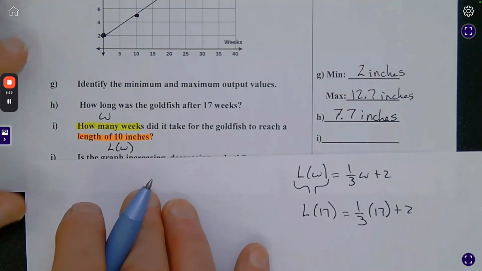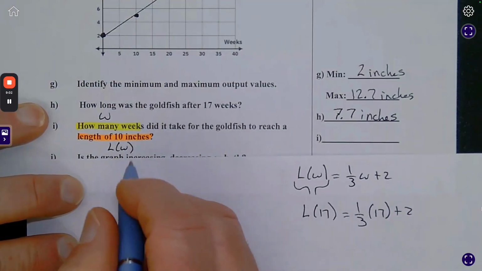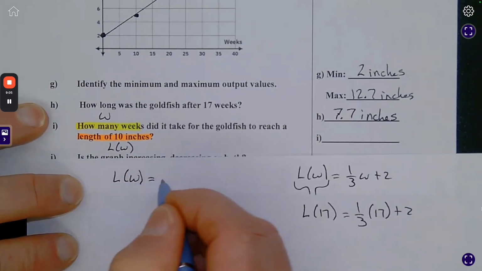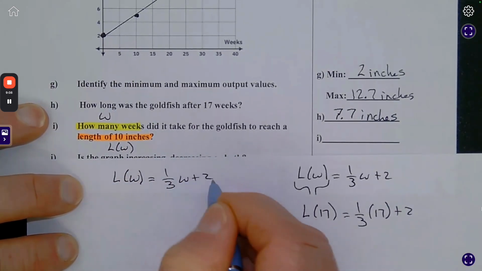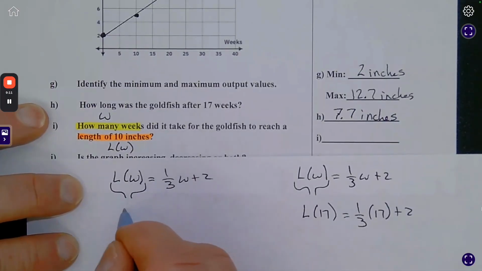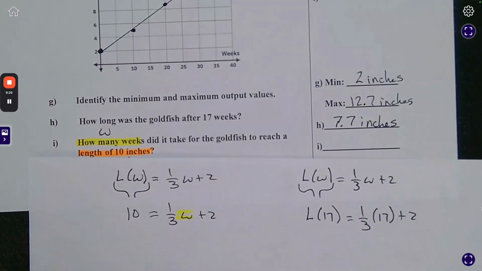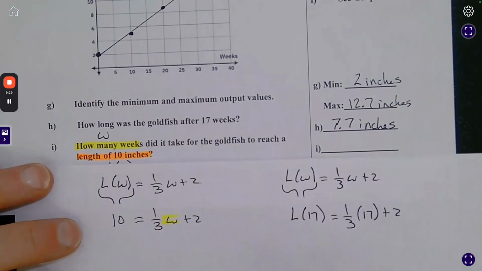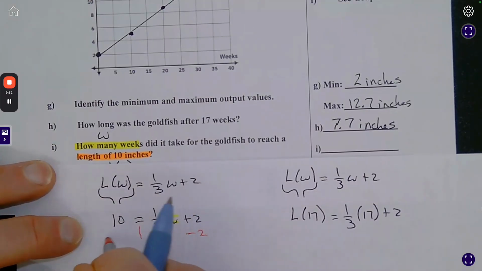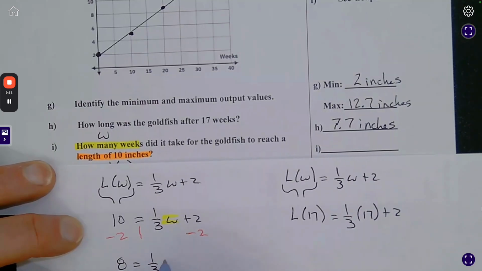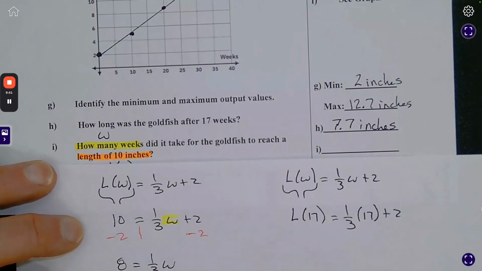Okay, so notice we're looking for W, right? We're looking for weeks. We know a value for L(W). Here's my model. My value for L(W) is 10. That's the length. And what I'm looking for is W. So I want to solve this equation for W. I'm going to use inverse operations. The inverse operation for plus 2 is a minus 2. So I'm going to subtract 2. Let's rewrite it. 8 equals 1/3 W.